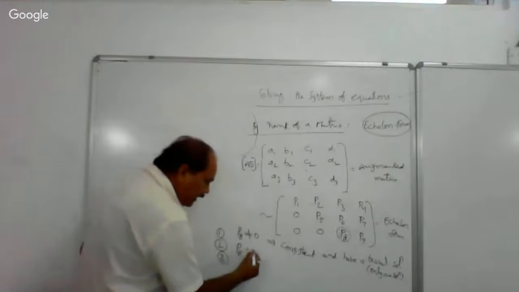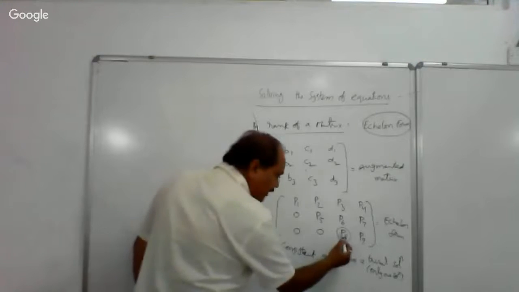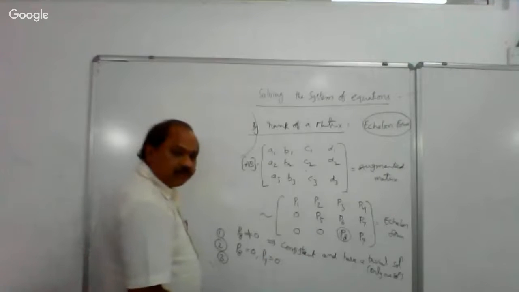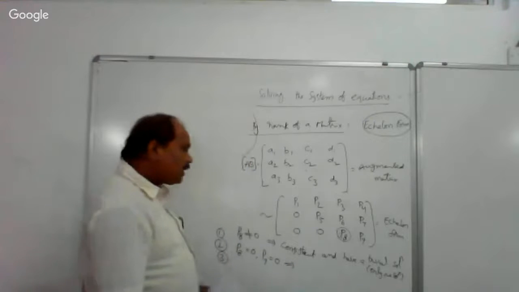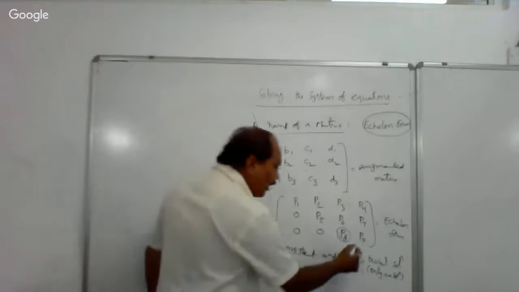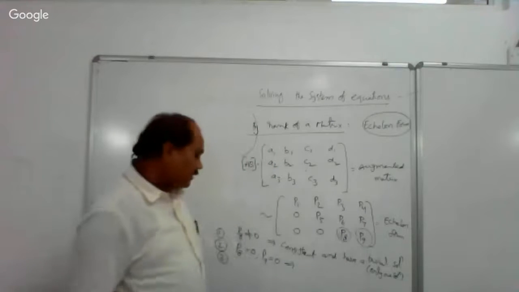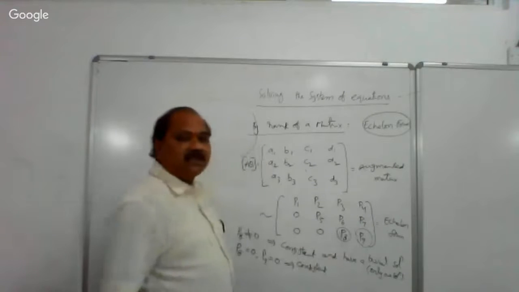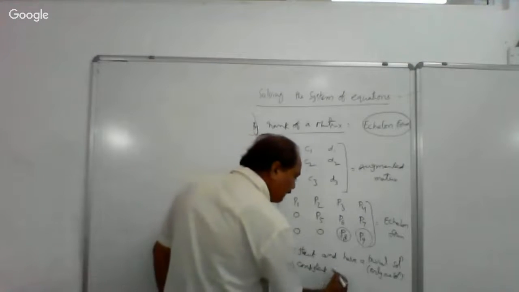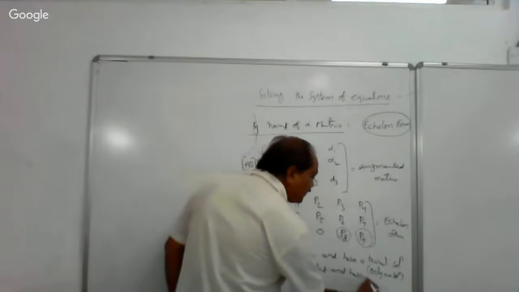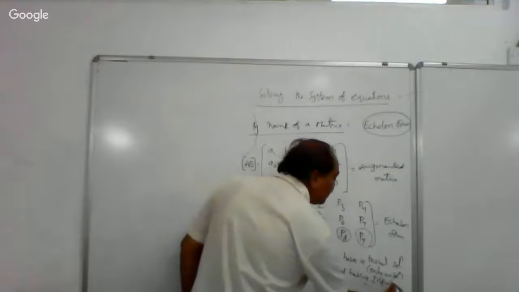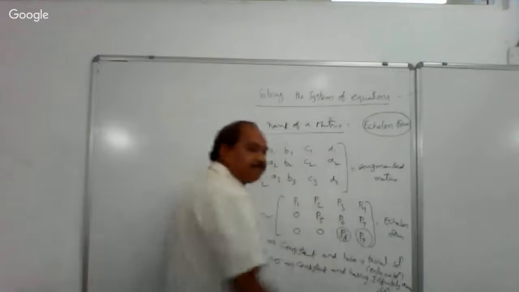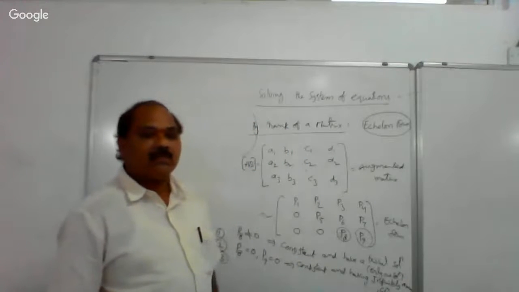Suppose P8 equal to 0, and P9 also equal to 0, both are equal to 0. Then we say that the system is consistent and having infinitely many solutions.